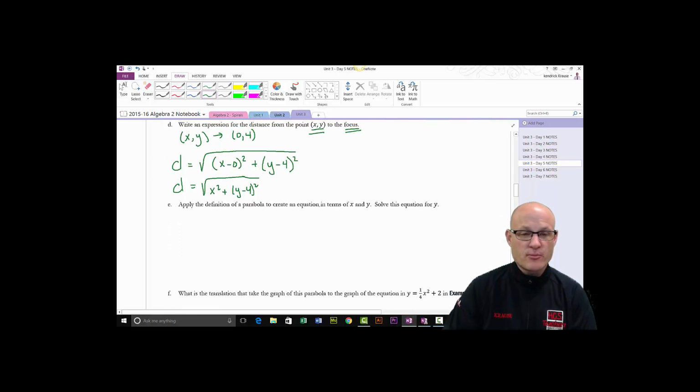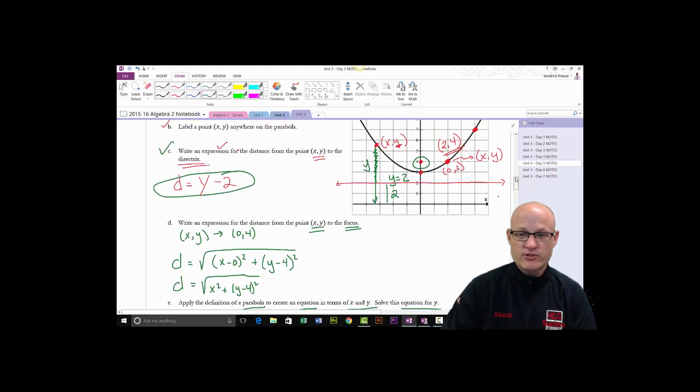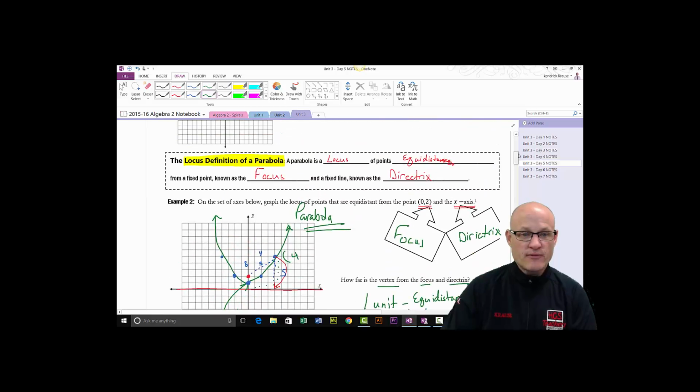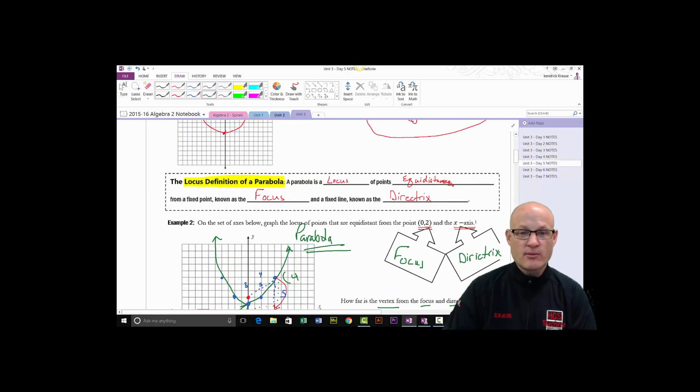So apply the definition of a parabola to create an equation in terms of x and y and solve the equation for y. So what did we say the definition of a parabola was? Our definition of a parabola is a locus of points equal distance. That means that the distances have to be equal to each other. In order for it to work, the distances have to be equal to each other.